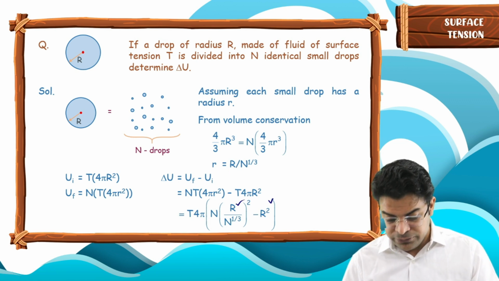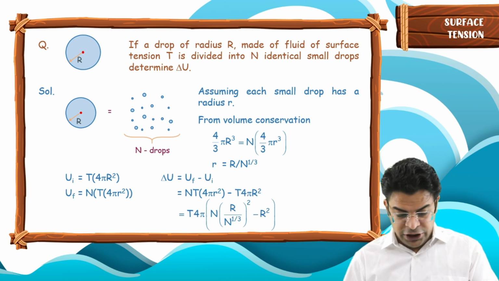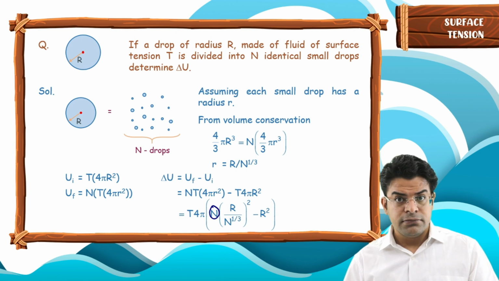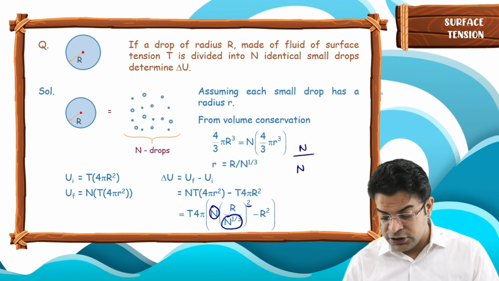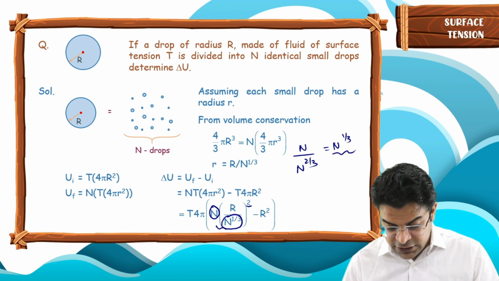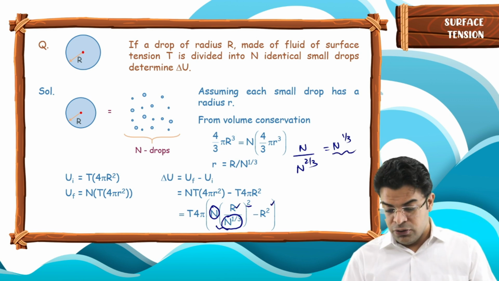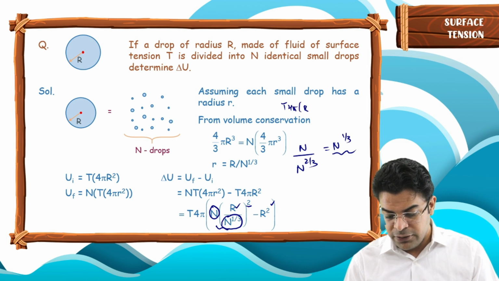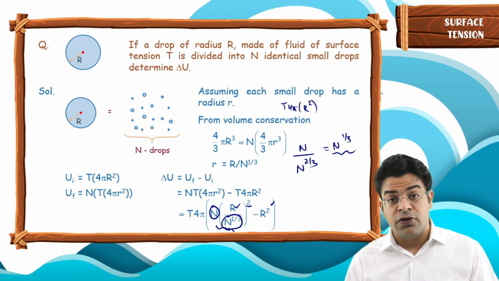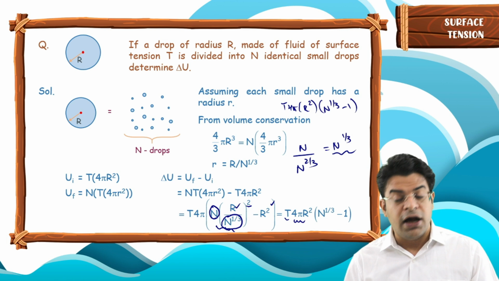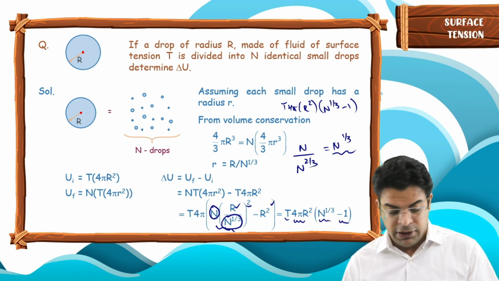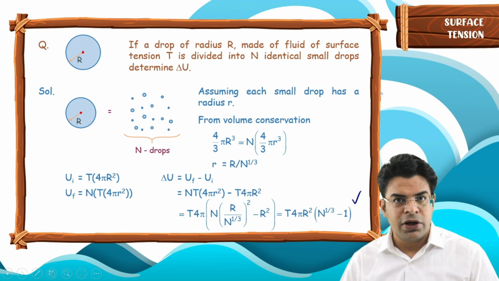Taking R square common, what you will get is T into 4 pi into R square, and look here you have got n upon n raised to power of 1 by 3 whole square. So this becomes n upon n raised to power of 2 by 3, which is nothing but n raised to power of 1 by 3. So taking R square common, you get T into 4 pi into R square multiplied by n raised to power of 1 by 3 minus 1. So you get T into 4 pi R square into n raised to power of 1 by 3 minus 1. This is the solution. Okay.